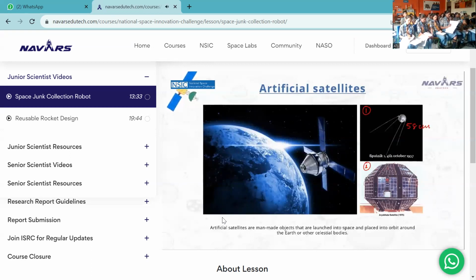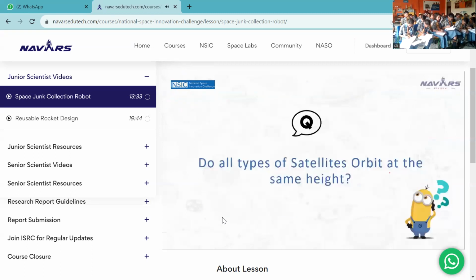And here you can see another one, that is Aryabhatta. Aryabhatta is India's first satellite and is named after the famous ancient Indian mathematician and astronomer Aryabhatta. So this was also launched with the help of the Soviet Union. Okay. So these are all about artificial satellites. I told you there are plenty of satellites orbiting our planet Earth right now.